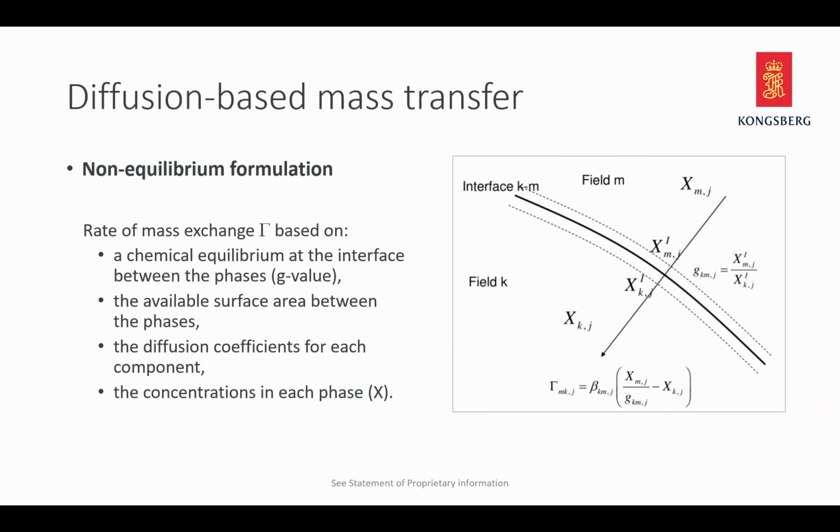Let me remind you now about the diffusion mass transfer. In LedaFlow, we use a non-equilibrium formulation which means that we don't flash the contents of each cell. We only flash at the inlet and for the initialization. The rate of mass exchanged is instead based on the following: a chemical equilibrium at the interface between the phases. That's this G value that you see on the illustration. The available surface area between the phases, the diffusion coefficients for each component, and the concentration in each phase.